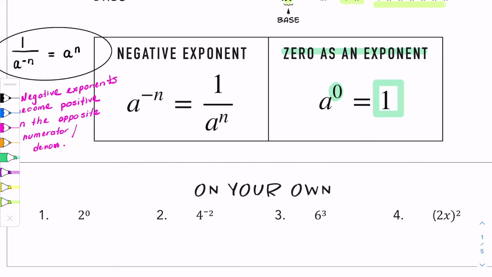If we go through these 4 on your own problems, just using our basic exponents, number 1, we have 2 to the power of 0. The answer to that is 1. Number 2 is 4 raised to the power of negative 2, which is the same thing as 1 over 4 squared. Becomes positive in the denominator, which is 1 over 16.